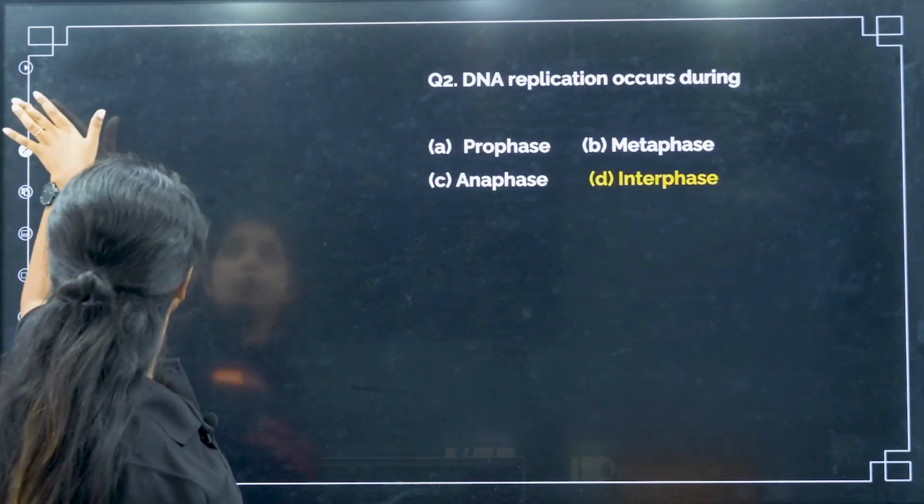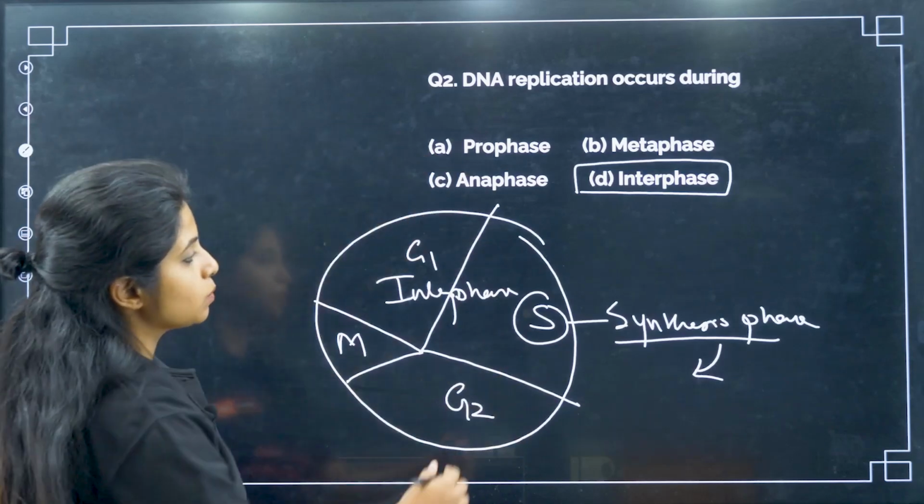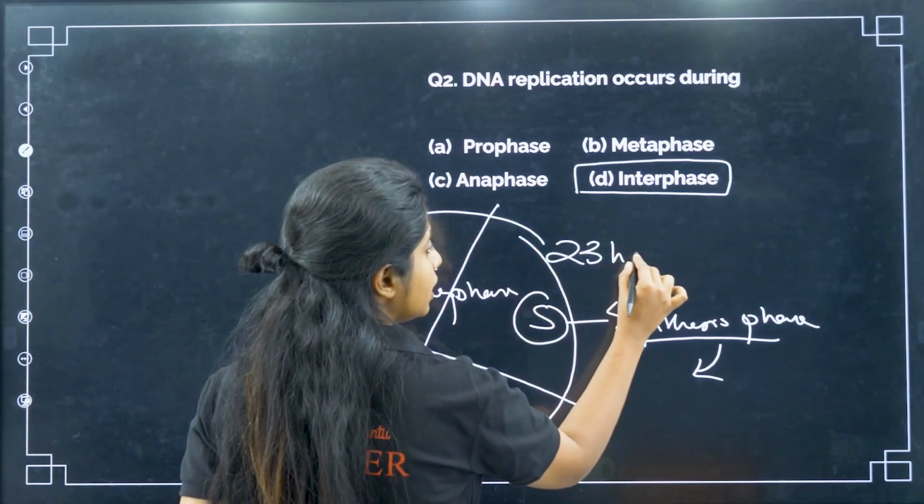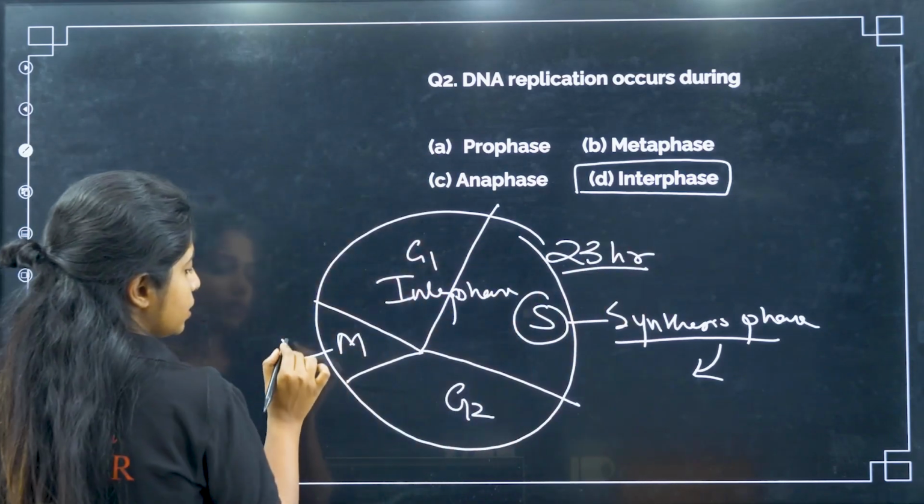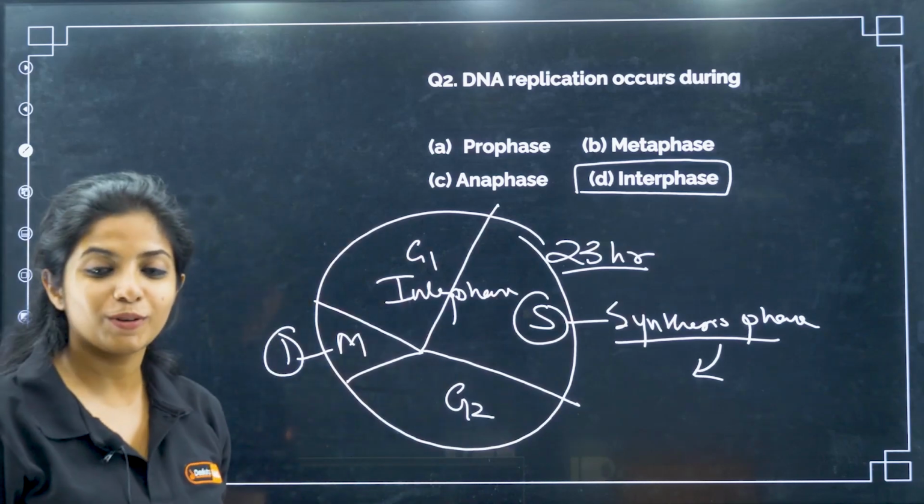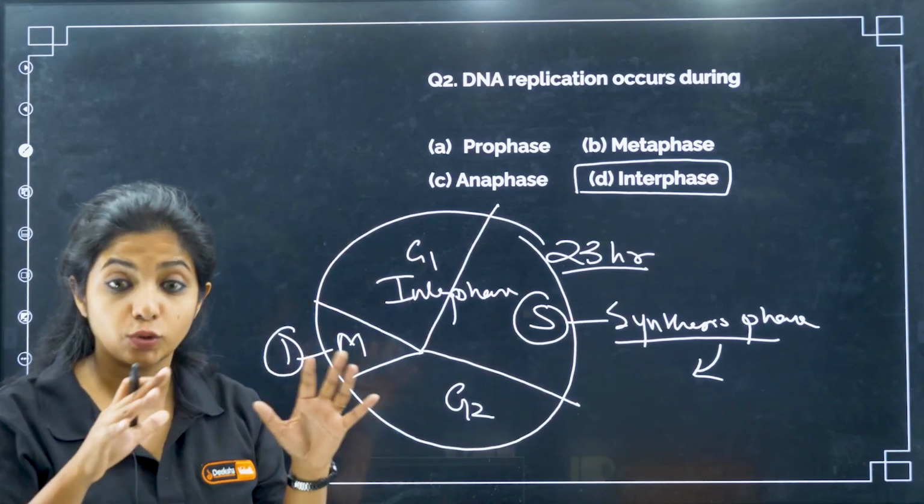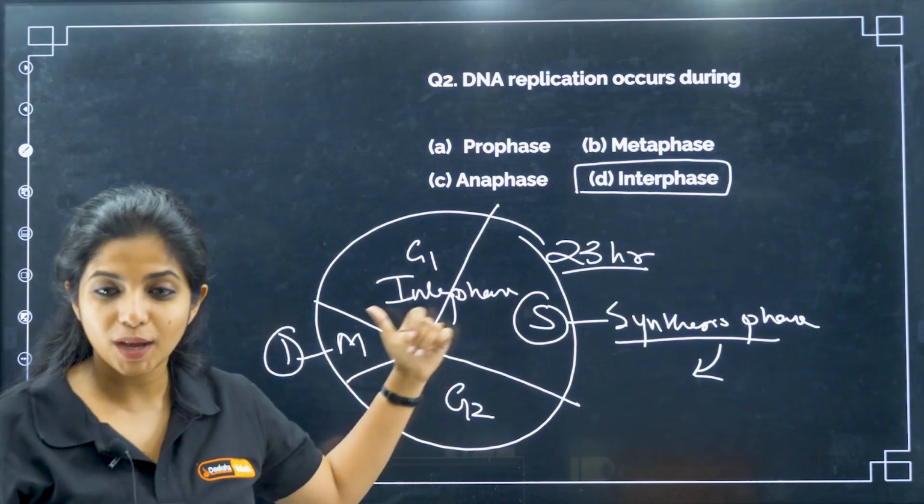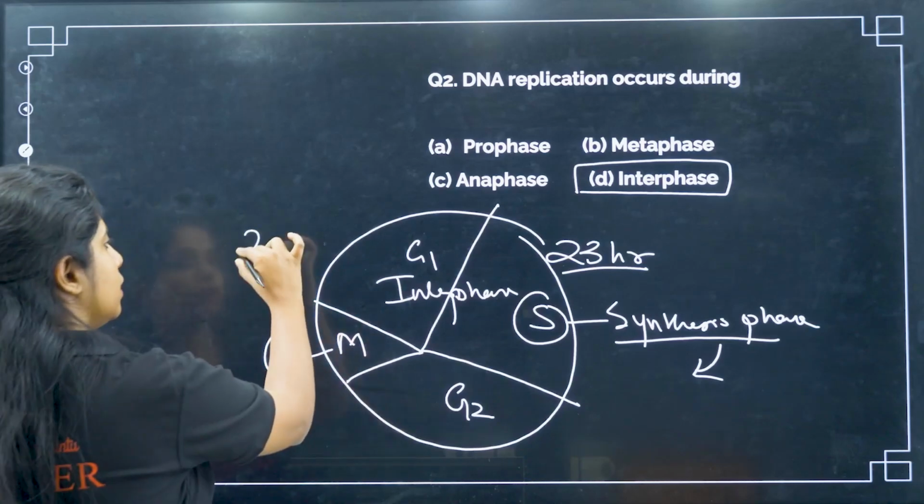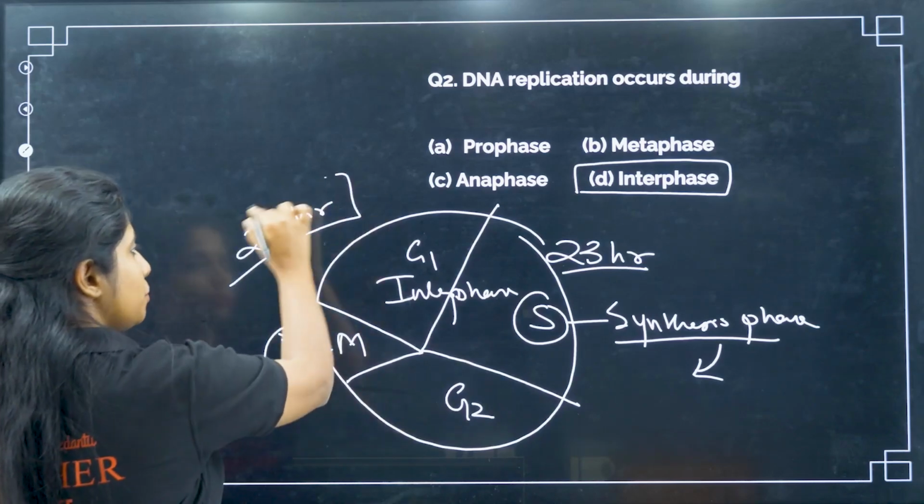And I also want to add one more thing over here. That is interphase, my dear children. It goes up to 23 hours, and 1 hour is where the cell spends its time for actual division. So 23 hours there, 1 hour over here. Total cycle, it is 24 hours in the case of a human cell.